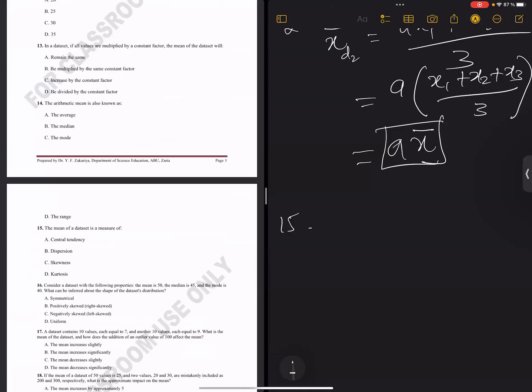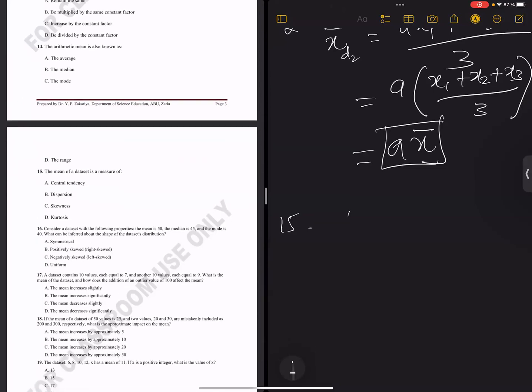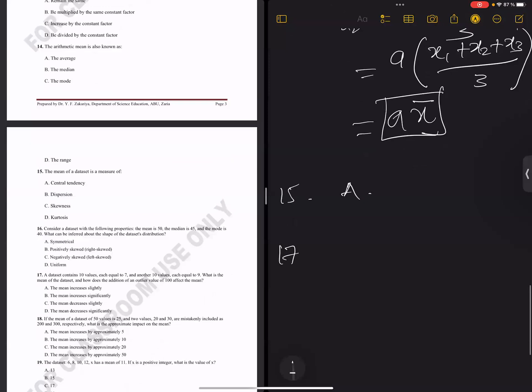Problem 15 says the mean of a data set is a measure of dash. It's A, central tendency. This one is the simplest question we can ever get. Central tendency, sir. Perfect, ma'am. A. All right, A.